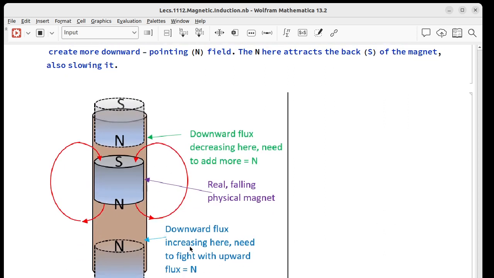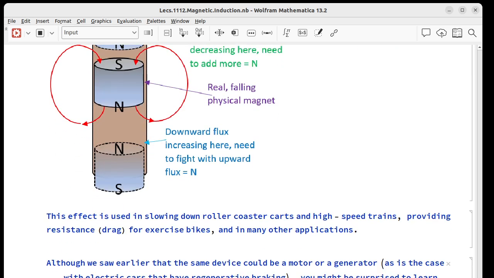This effect is called magnetic braking. It's used in a lot of things, in roller coasters, high-speed trains. It's the thing that makes a modern exercise bike harder to push when you increase the resistance. And we can use this idea a lot of different ways.